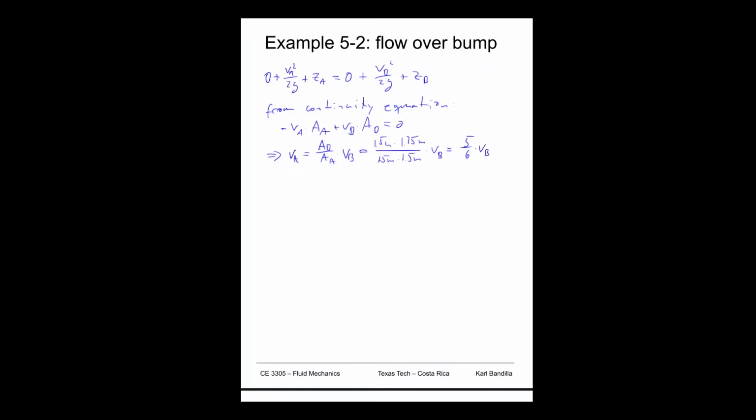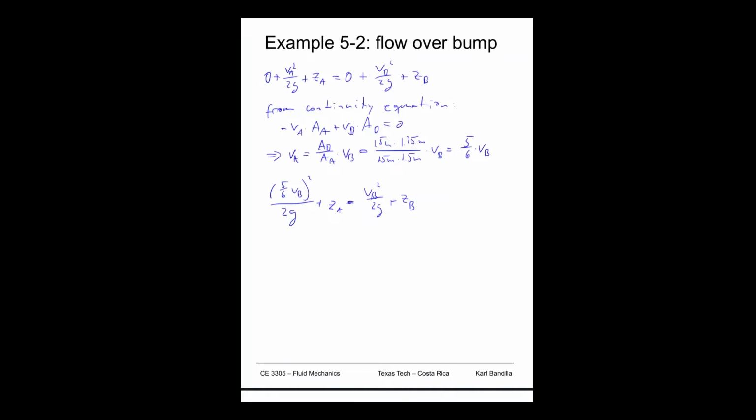So based on what we have here, we said VA squared over 2G, so now we have our VA, so it'd be 5/6 VB squared over 2G, plus, we'll leave ZA in here for now. Change that later. ZA is equal to VB squared over 2G plus ZB. All right, so what else can we form from that?